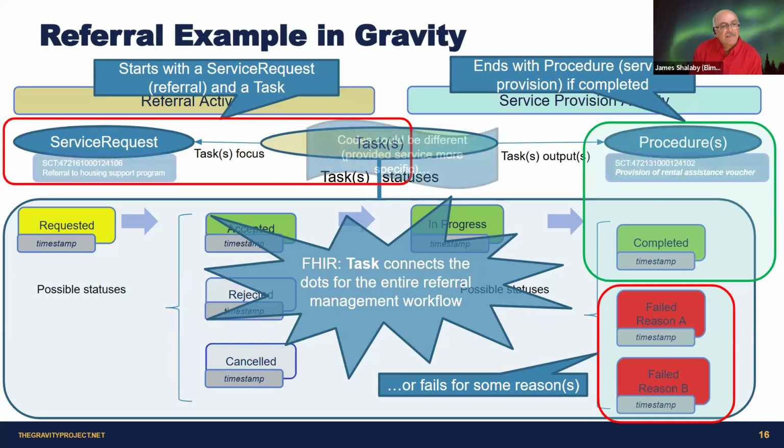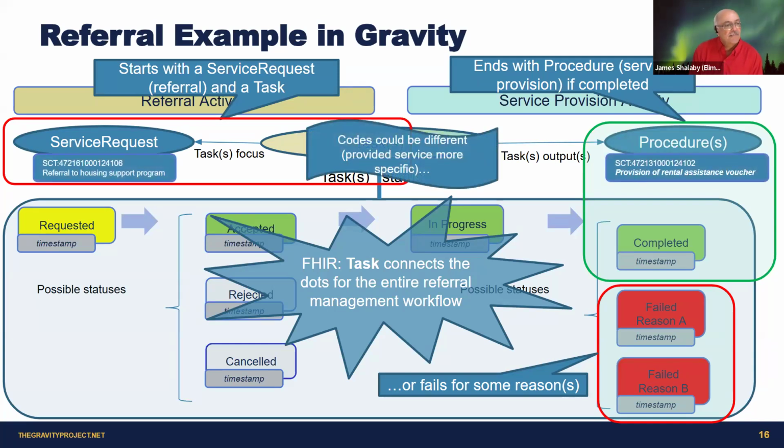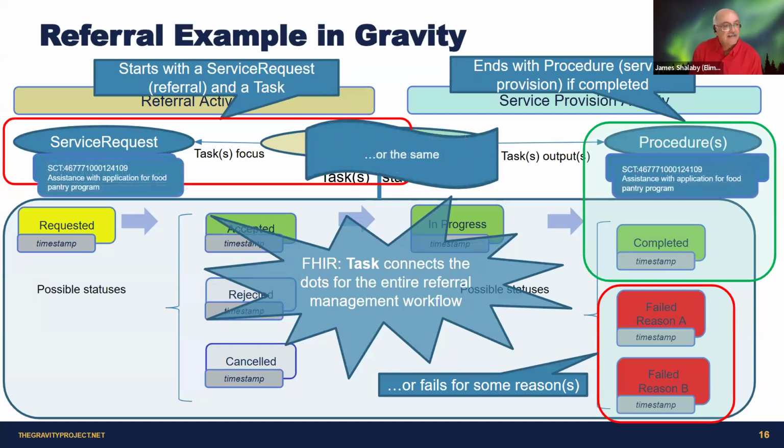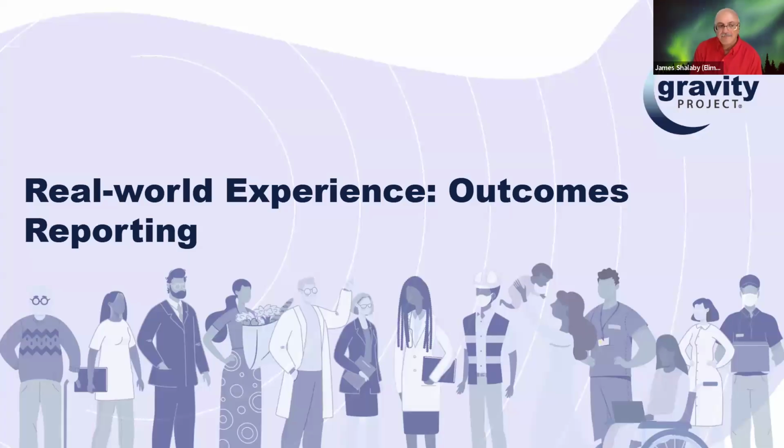And if we hit the next button, an example of a service request might be referral for housing support program, and the code for the procedures or the services provided to satisfy that could be different. It could be provision of rental assistance voucher, which is more specific than the code that was used for the service request. Or it could be the same. A request for assistance with application for food pantry program was satisfied by being able to provide that assistance, and it uses the same code. So it could be the same code, could be different.